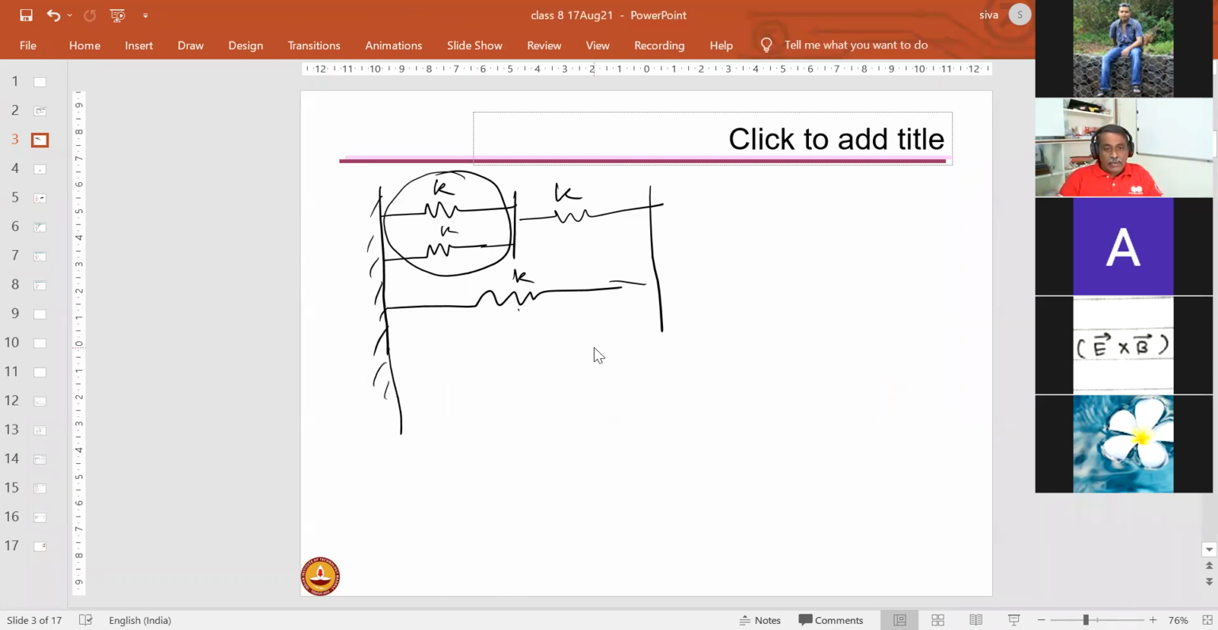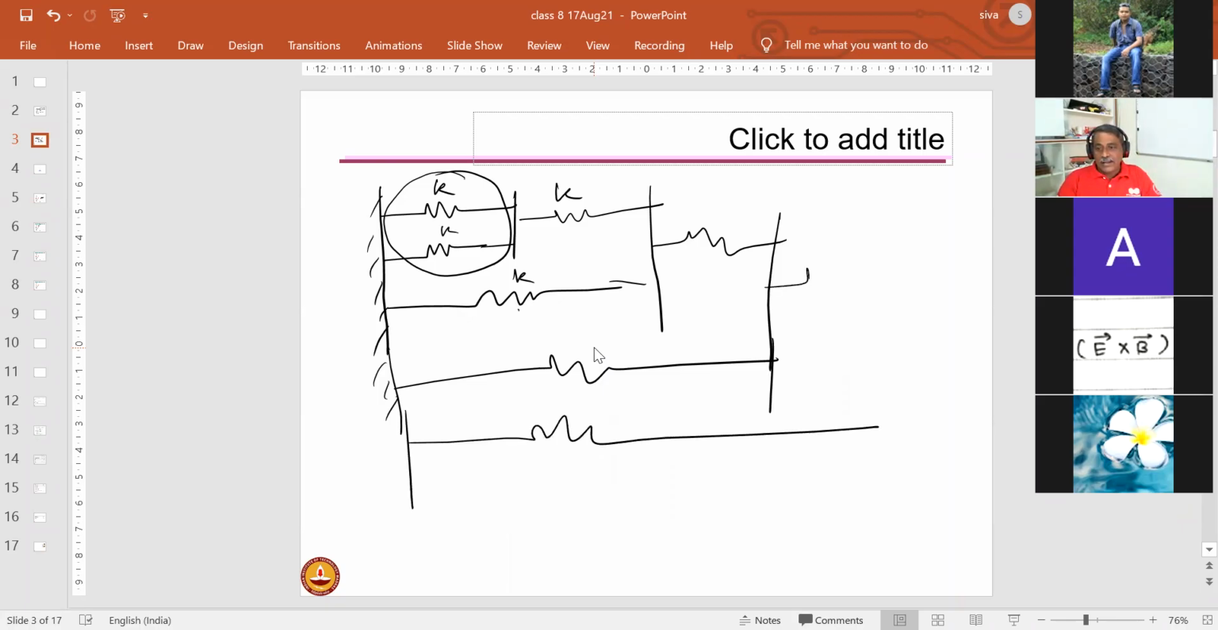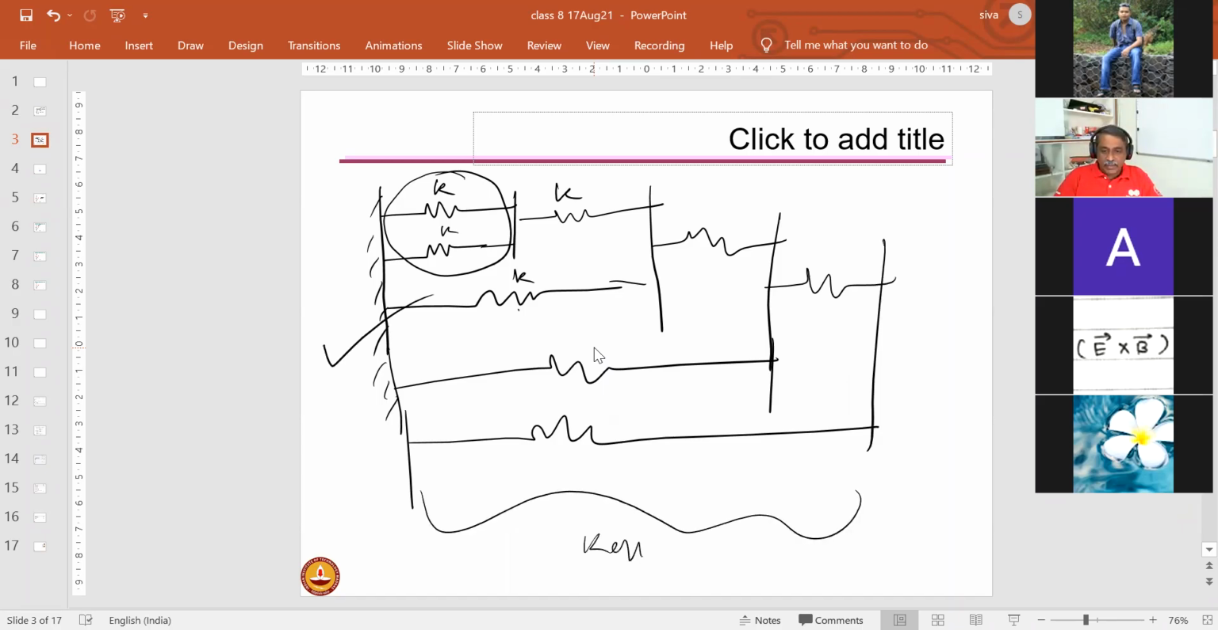I can keep on extending, saying, okay, there is one more here and one more here like this, and then one more right here like this, and one more like this. Doesn't matter. I'll be able to find out the K effective, correct? So this is the beauty of combination of springs.